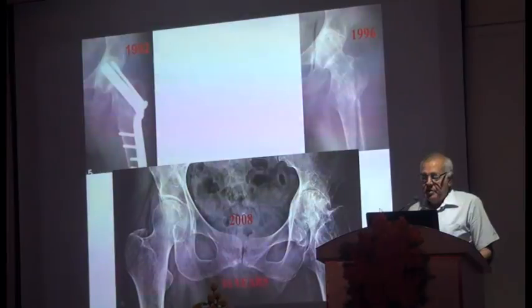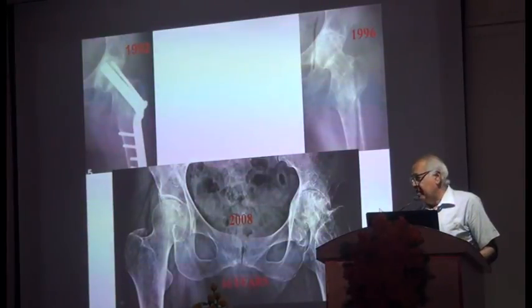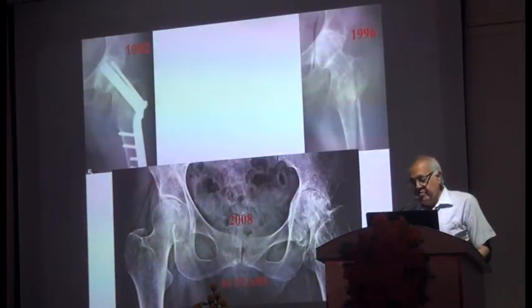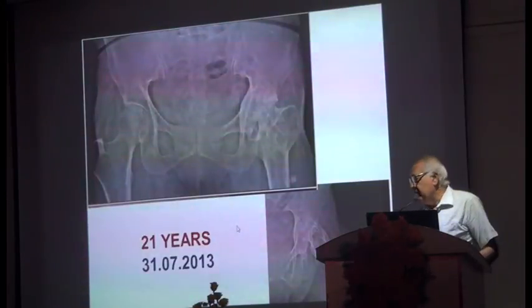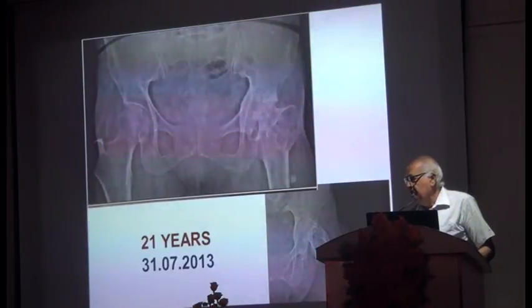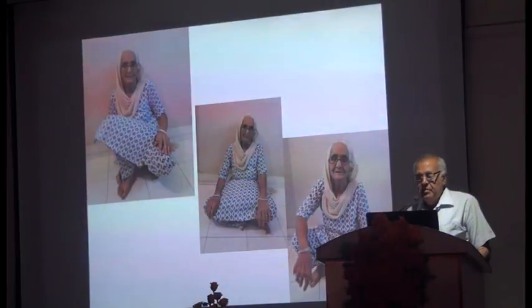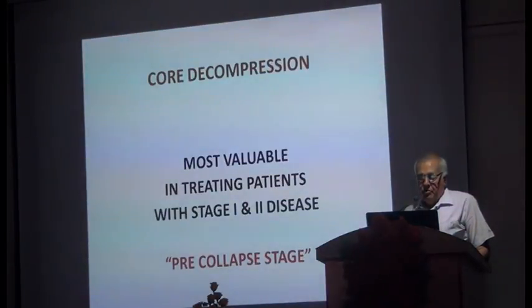See here, there is protrusio, avascular necrosis and arthritis. The patient is still pain-free after 16 years, and this is after 21 years. The range of motion is decreased, abduction is decreased, flexion is decreased, but the patient is pain-free. So AVN with arthritis, if osteotomy is done, it still works. It's most valuable in treating patients with stage 1 and stage 2. This is what has been said and emphasized.